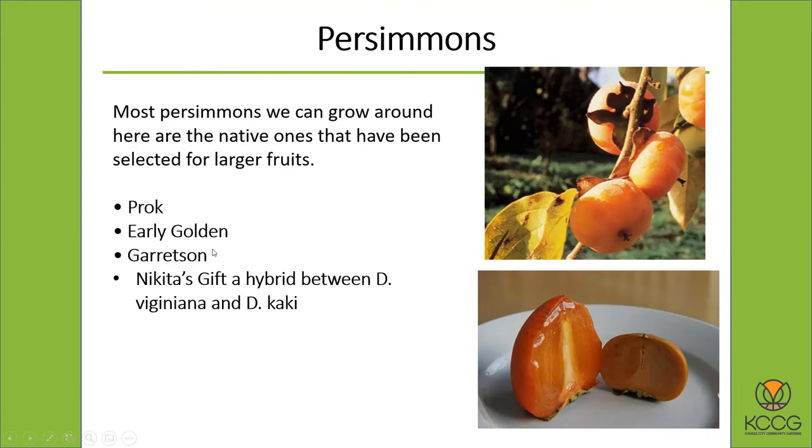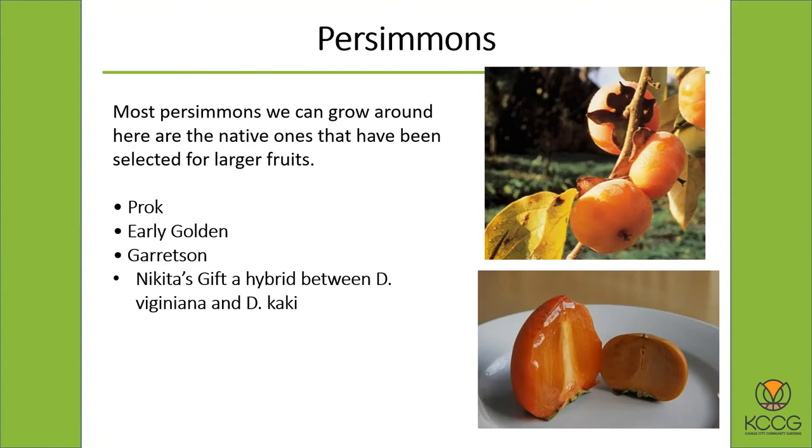And lastly, Nikita's Gift is a hybrid between both the native persimmon, the Diospyros virginiana, and the Japanese persimmon. And it is definitely a much larger persimmon than any of these other American selections. All of these varieties do well around here. I know persimmons are a little bit of a niche crop, but once you grow them, you can definitely utilize them in a lot of different dishes.